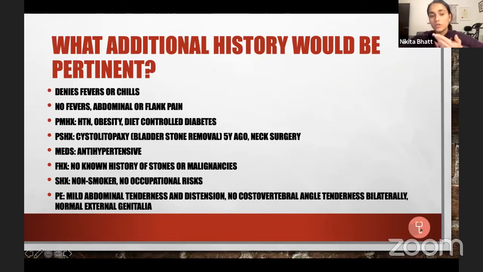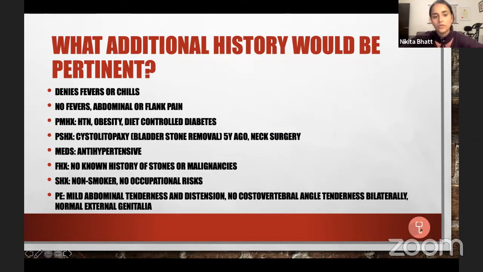So the patient is known to have hypertension, he's obese, and he has actually got diet-controlled diabetes. Past surgical history, he had a bladder stone removal about 5 years ago, and he had what he describes as a bladder neck surgery. Can't remember what it was exactly, years and years ago. Medication wise, he's on an antihypertensive, so no, he doesn't have any coagulation or bleeding disorders that we discussed. He doesn't have a family history of stones or any malignancy that we've discussed. And apart from that, social history, you want to know because of the risk of bladder cancer. So he's a non-smoker, and there are no occupational risks. So occupational risks, to be honest, in an acute situation, maybe not as important, but in a hematuria history, this is important because bladder cancer has certain occupational risk factors.